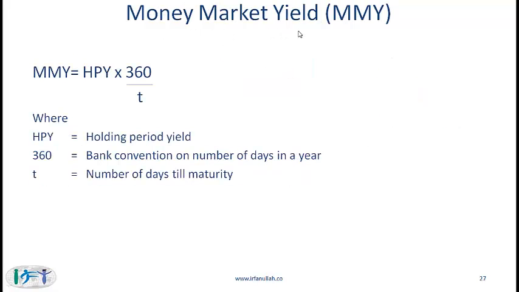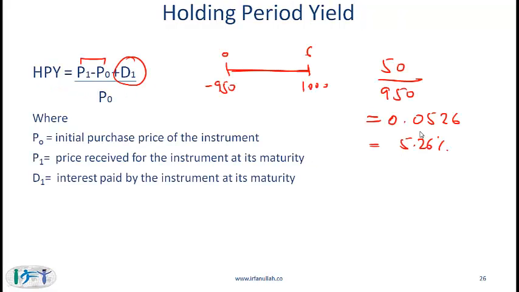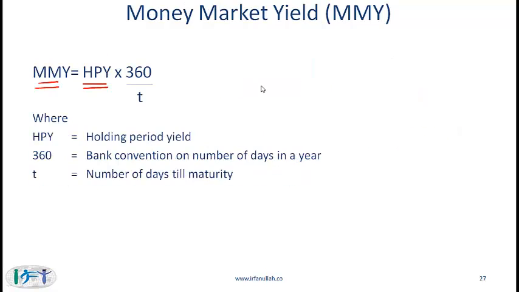Next, we'll talk about the money market yield. The money market yield is simply the holding period yield multiplied by 360 over T. In our example, the holding period yield was 0.0526. So we take 0.0526 multiplied by 360 divided by T. T here is the number of days to maturity.